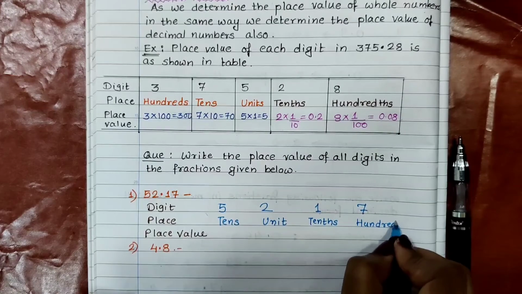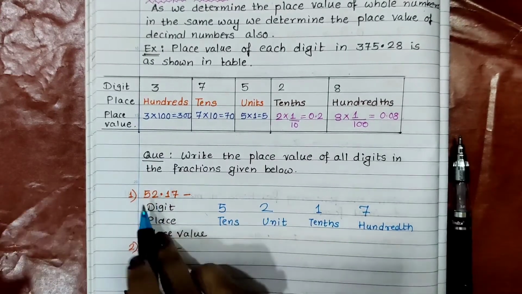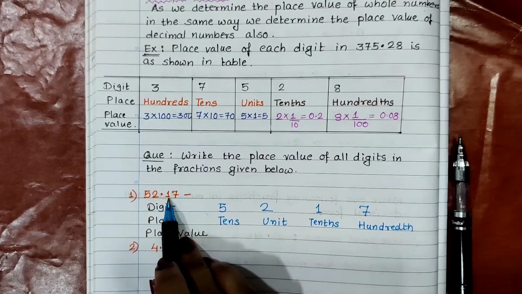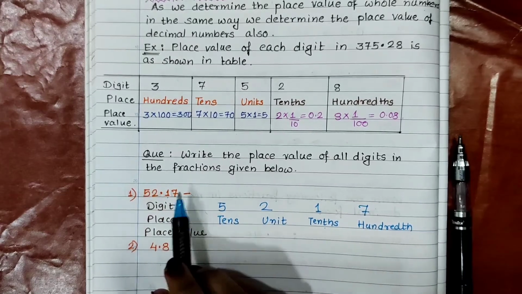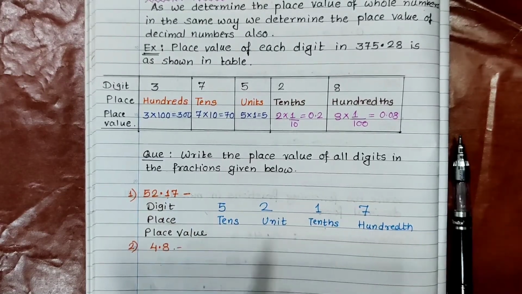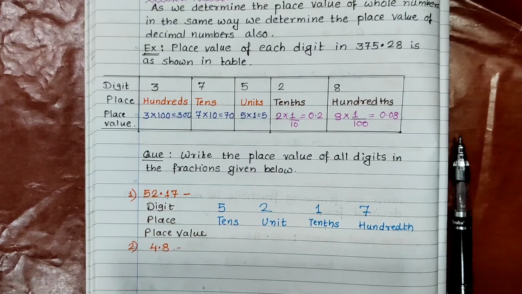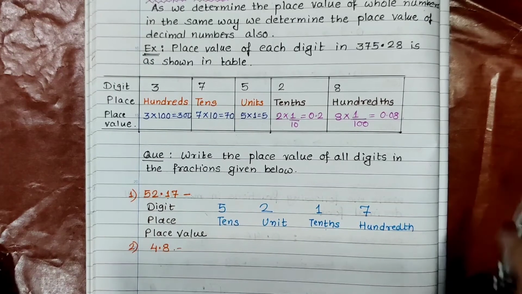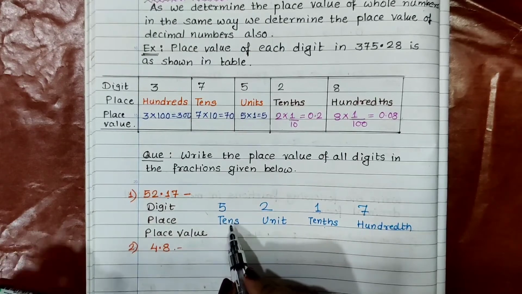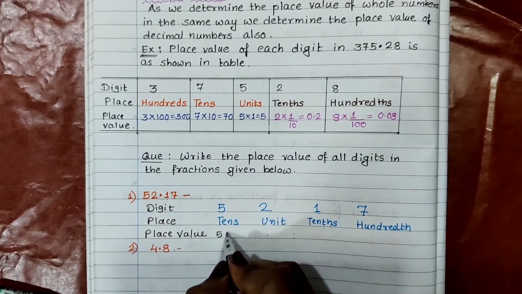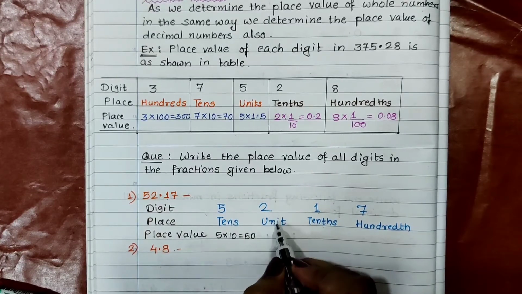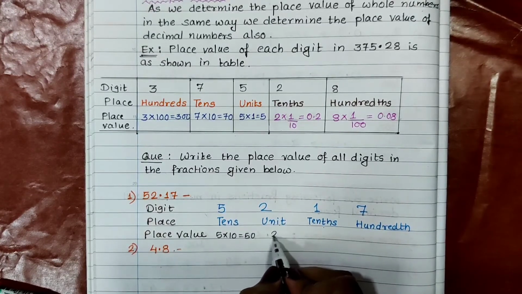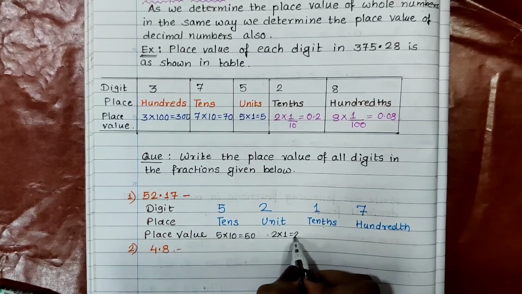After the decimal point on the right hand side, first digit's place is tenths, second digit's place is hundredths. In this way you have to write. Now place value. Let us write the place value. 5 into tens. That means 5 multiplied by 10 is 50. Second, 2 into unit. Unit means 1. 2 into 1 is 2.